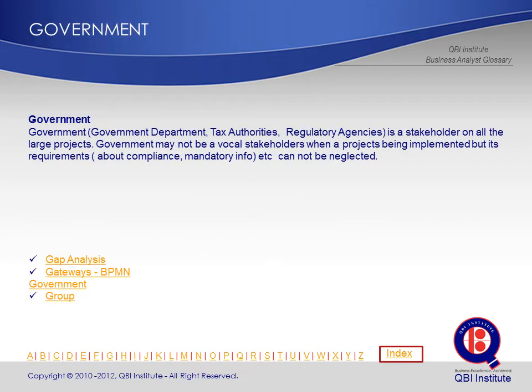Government. Government departments, tax authorities, regulatory agencies are stakeholders on all the large projects. Government may not be a vocal stakeholder when a project is being implemented, but its requirements about compliance, mandatory info, etc. cannot be neglected.